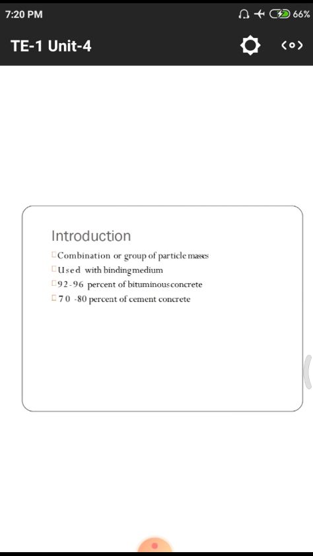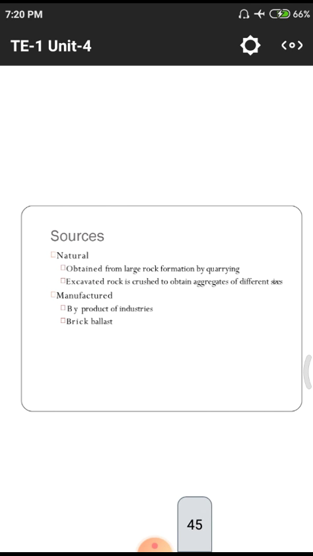In flexible pavement we are using bituminous material, and in rigid pavement we are using cement concrete. Why? Because rigid pavements have to be used in areas with a huge amount of friction to control accident occurrence, so 70 to 80% aggregates are used in these rigid pavements. After that, sources. What sources do we have?